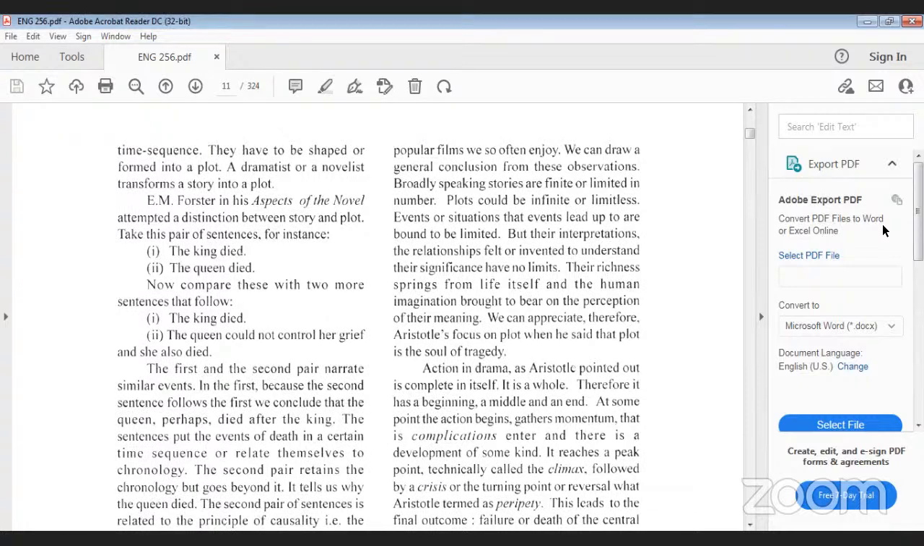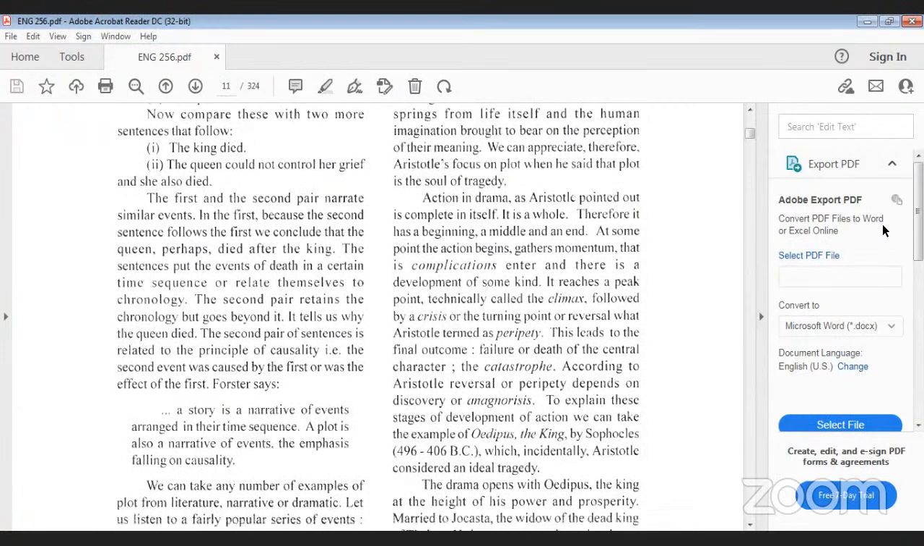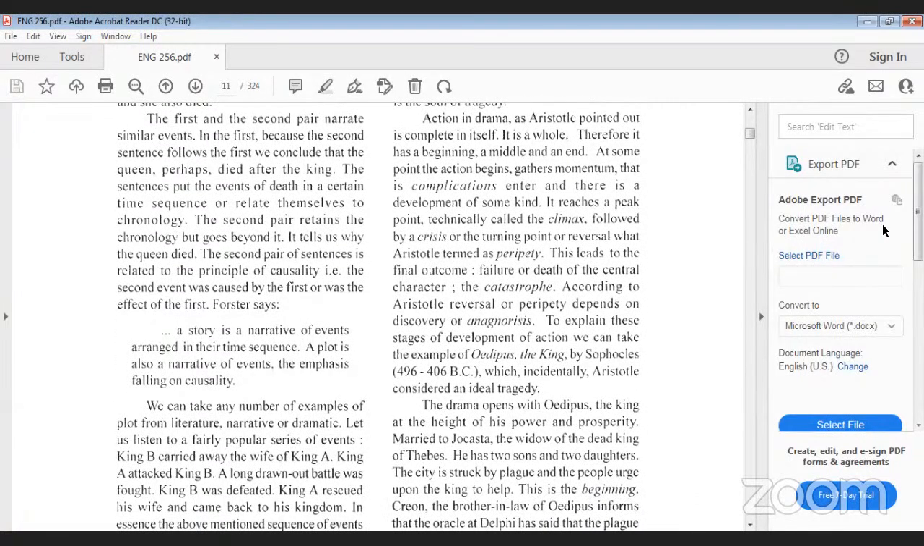E.M. Forster, in Aspects of the Novel, attempts a distinction between a story and a plot. Take the pairs of sentences, for instance: the king died, the queen died. Now compare this with two more sentences that follow: the king died, the queen could not control her grief, and she also died. See how the plot is being described. Now further, the first and the second pair narrate similar events. In the first, because the second sentence follows the first, we conclude that the queen perhaps died after the king. The sentences put the events of the death in a certain time sequence, or relate themselves to chronology.